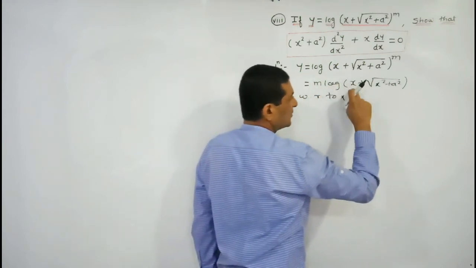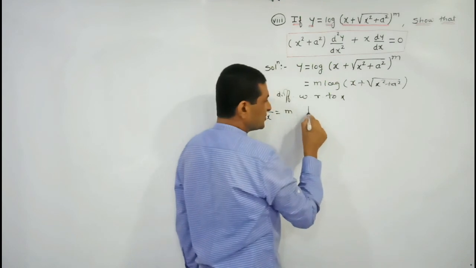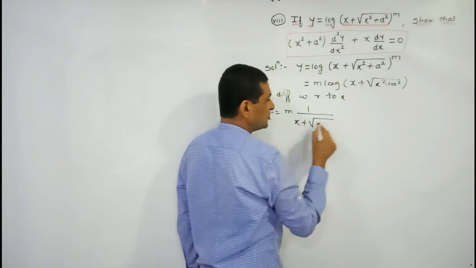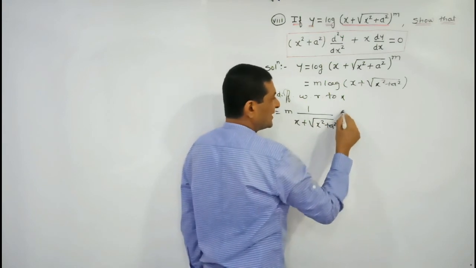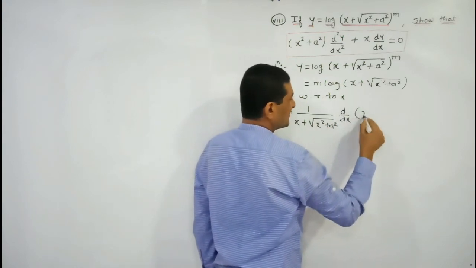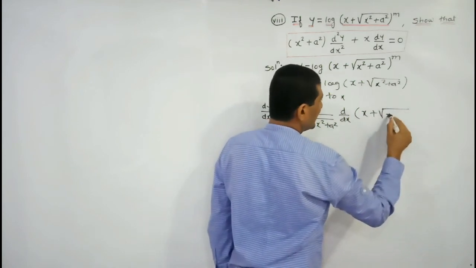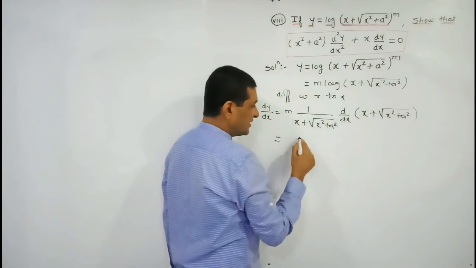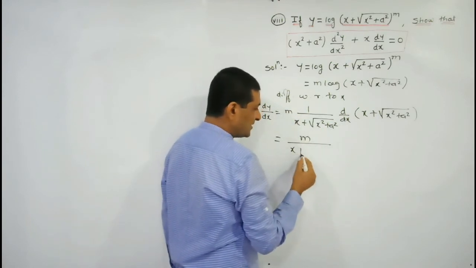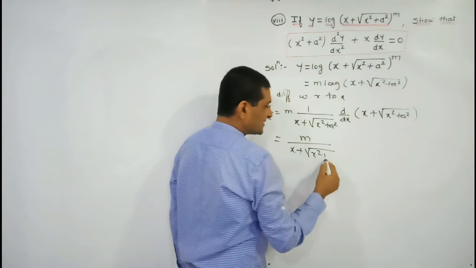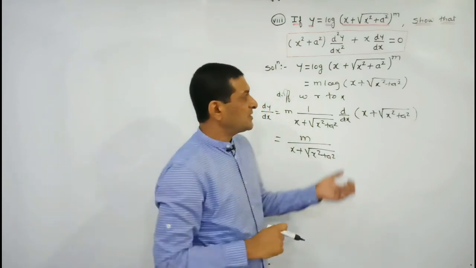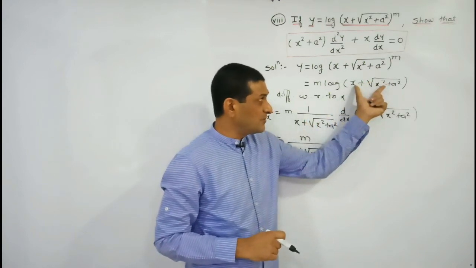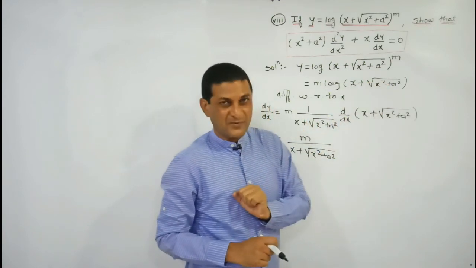This term is in the form of log f of x. And what is differentiation of log f of x? 1 upon f of x. F of x is what here? X plus under root x square plus a square into derivative of f of x. F of x is again x plus under root x square plus a square, isn't it? So which is equal to, now m into 1 will be equal to m upon x plus under root x square plus a square. Just we have differentiated it applying which formula? Log f of x. So its differentiation is 1 upon f of x. This whole term is f of x into derivative of f of x, isn't it?